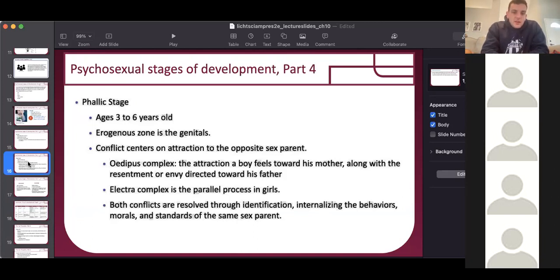The erogenous zone is the genitals. Okay, so, and the conflict centers on attraction to the opposite sex parent. Okay, this is when it's going to get real weird. So just brace yourselves. So we have these two complexes.